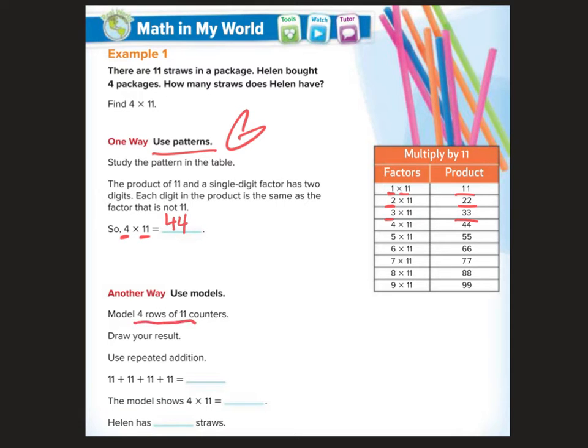Another way is I can do repeated addition or get my counters out. But 11s, they're just that special that we don't really need to do that. Okay, so 11 plus 11 plus 11 plus 11 is just 44, right? Because I've got 4 10s plus 4 1s would give me 44. So 4 times 11 is 44. Helen has 44 straws.